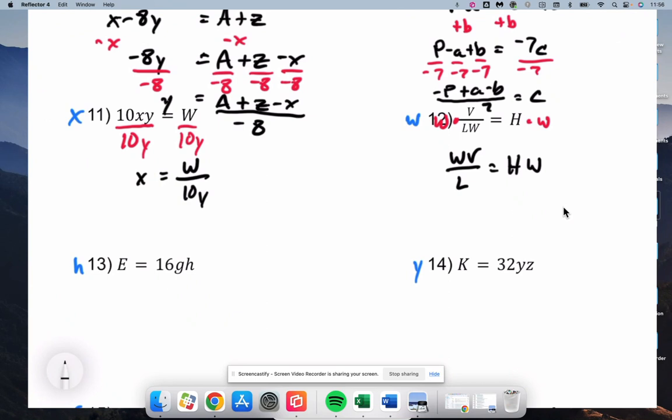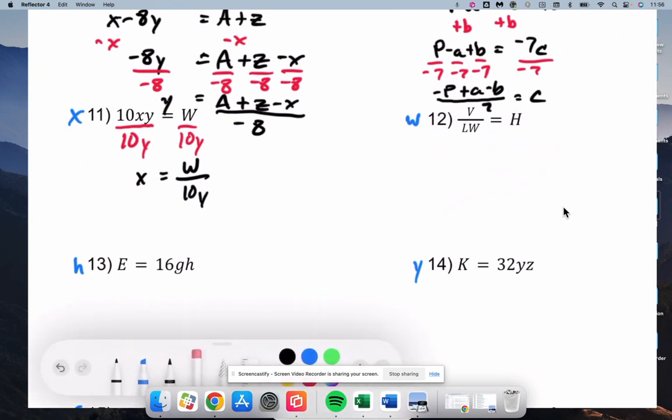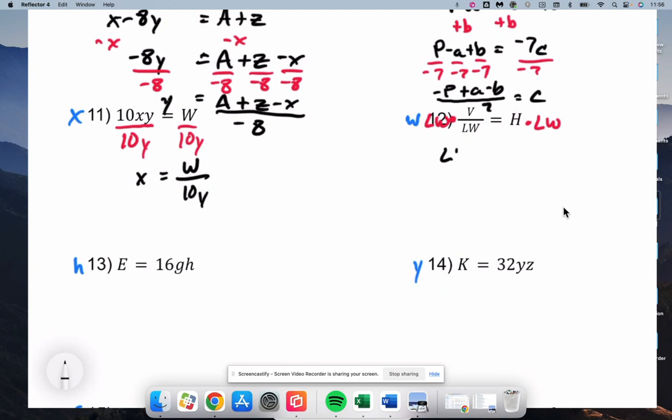And so I am actually going to back up because that would be kind of a pain. Instead of doing that, I am going to multiply both sides by LW just so we're not dealing with anything in the denominator there. So multiplying both sides by LW will clear the fraction out, which will make us happy. And then we will end up with, on the left, LWV is equal to HLW.